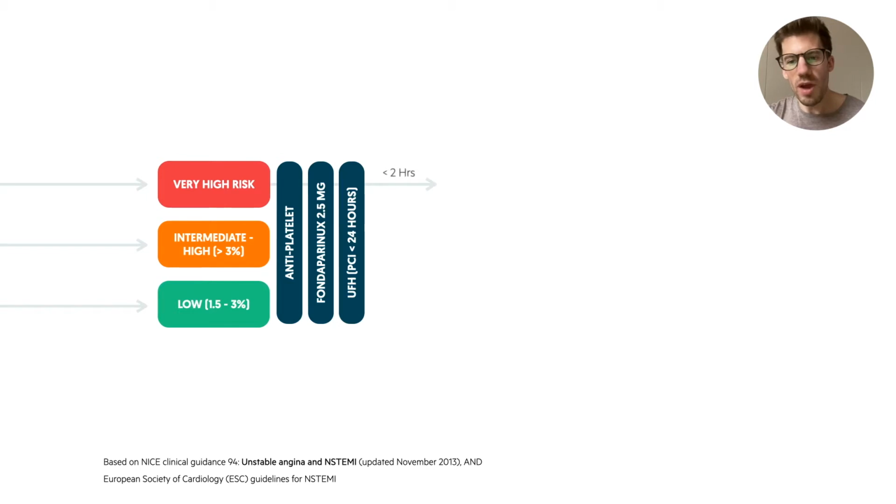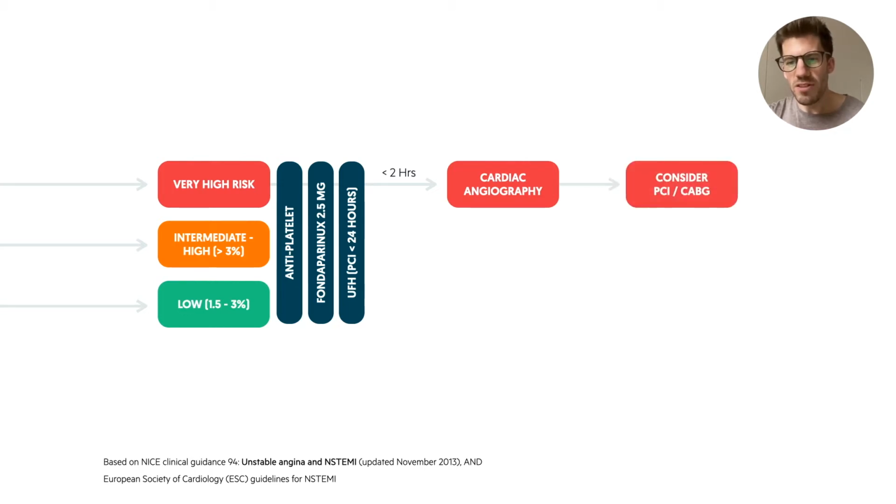So in someone who's very high risk, as we said, someone in cardiogenic shock or refractory pain, we want to try and perform coronary angiography within 2 hours. And then depending on what we find, we can either apply a stent or we may need to work them up for a coronary artery bypass graft. In those at intermediate and high risk, we should be performing coronary angiography within 96 hours, and actually the European guidelines suggest it should be within 24 hours.